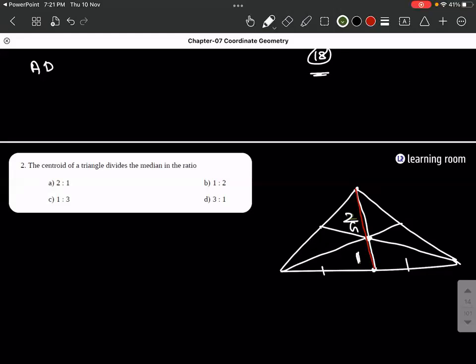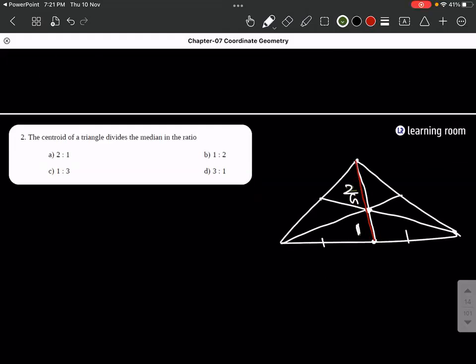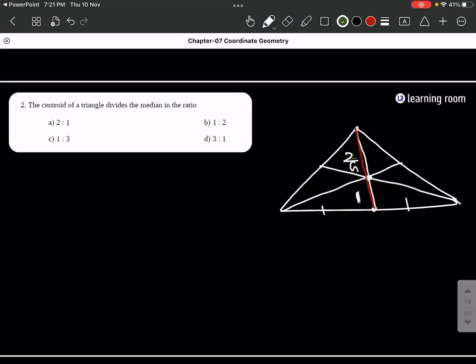Do you know what is the centroid formula? No, sir. No problem. Leave it. If you know this theory, that is enough. So 2:1.